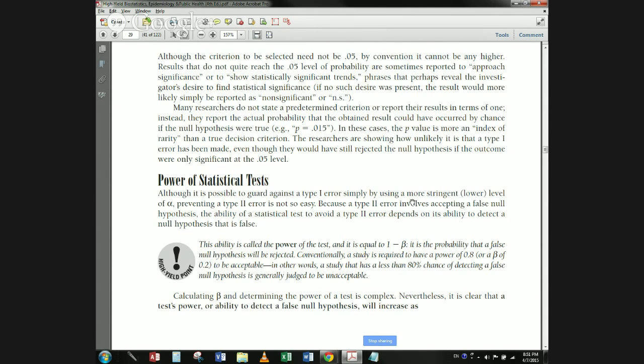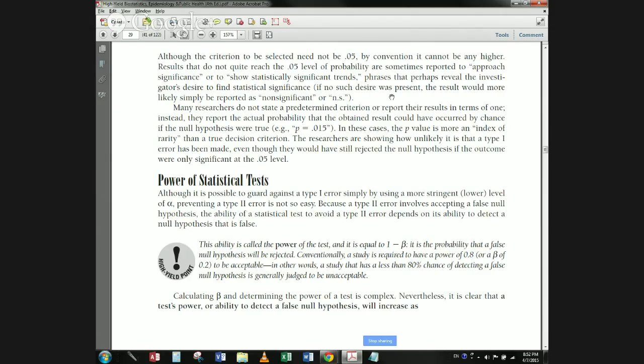Power of statistical tests. Although it is possible to guard against a type 1 error simply by using a more stringent, lower level of alpha, preventing a type 2 error is not so easy, because a type 2 error involves accepting a false null hypothesis. The ability of a statistical test to avoid a type 2 error depends on its ability to detect a null hypothesis that is false.